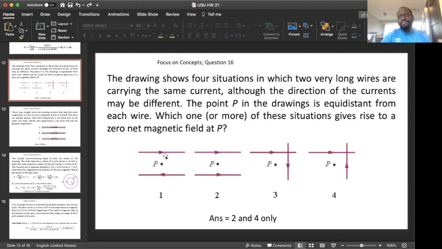So the magnetic field is your right-hand rule. So take your right hand. For number 1, the current is going this way.